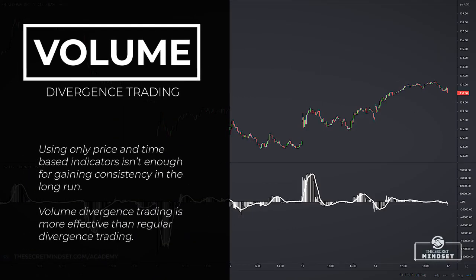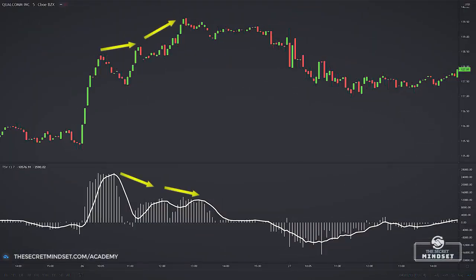You see, the big problem with most technical traders is that they rely too heavily on price and time indicators and don't evaluate volume indicators sufficiently. In the current marketplace, however, using only price and time-based indicators isn't enough for gaining consistency in the long run. Nowadays, with institutions using many variables of specialized orders that control price, volume is even more critical to use. Price no longer is the most important indicator.